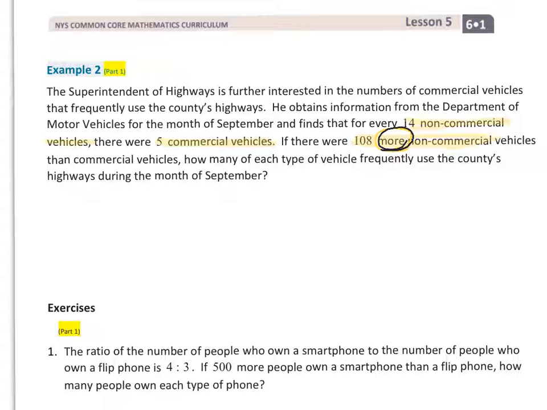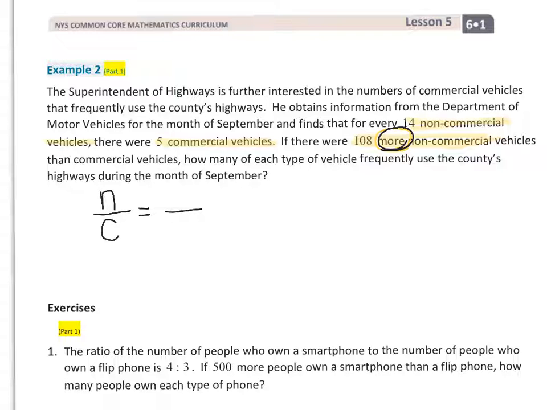So the first thing we're going to do is write the ratio. But let's put the label in the form of a ratio so that we can keep everything organized and labeled. So we're comparing non-commercial vehicles to commercial vehicles in that order. Remember, order matters. So we're going to use the letter N for non-commercial vehicles, and we'll use the letter C for commercial vehicles. We'll put our equal sign. And let's write the ratio associated to each of those.